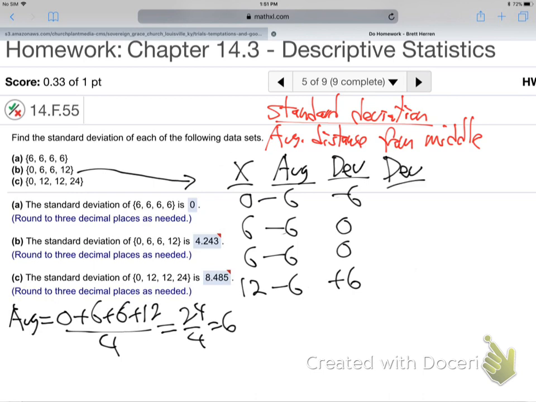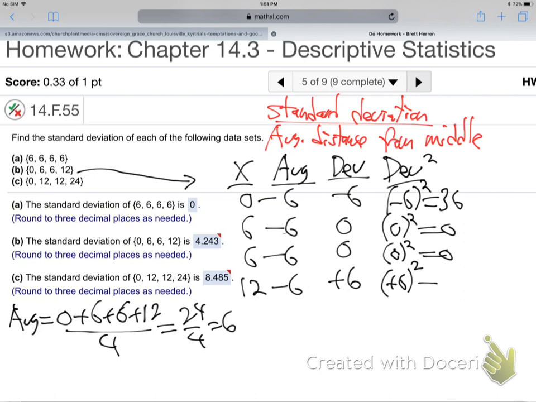Well, you square them all, because you don't want the negatives in there. So square all these numbers. What do you get? 36, 0, 0, positive 36. Add them up. 72. So I just added up the deviations squared.